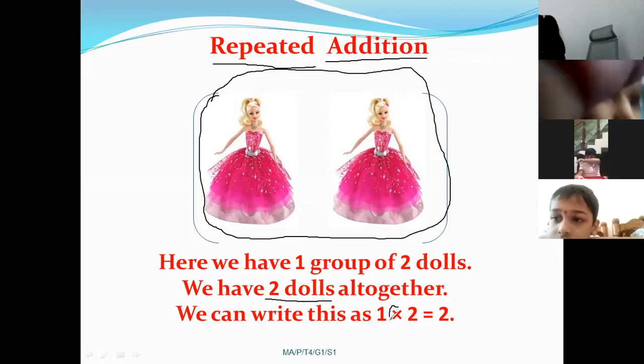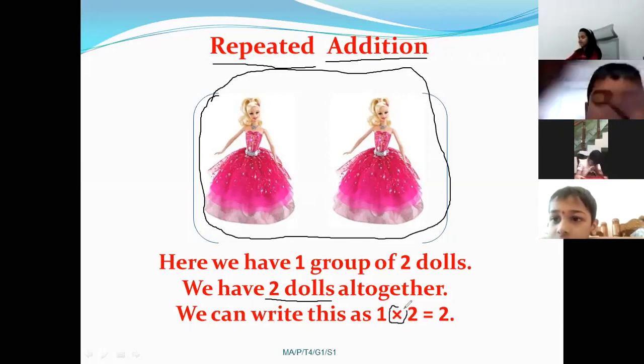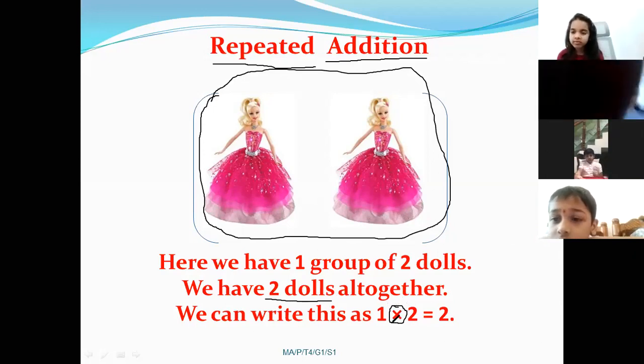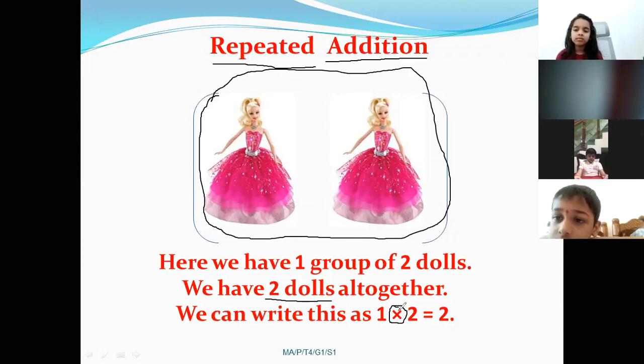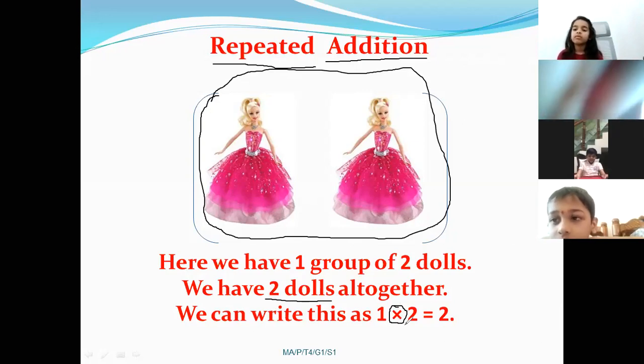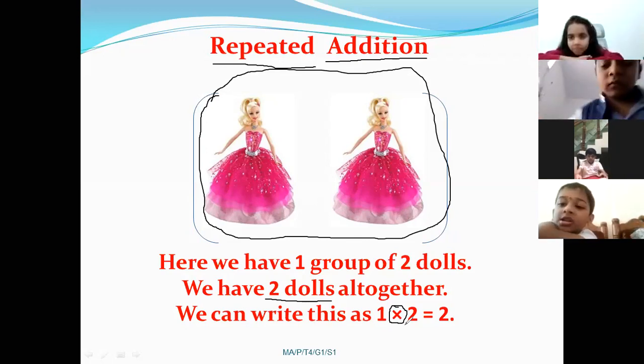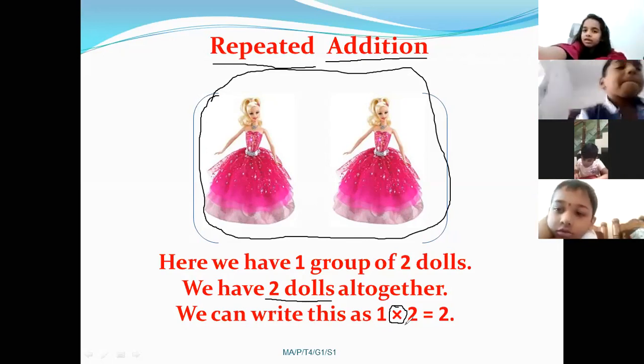How can we write it? See here. Look here, children. We can write it as 1, and this cross is there. You all can see this cross. I have circled it here. Children, I am moving my cursor here. This is the last line. Cross is there, no? It looks like X. So this is the symbol of multiplication. You all can see it looks like X, no? So this is the symbol of multiplication.